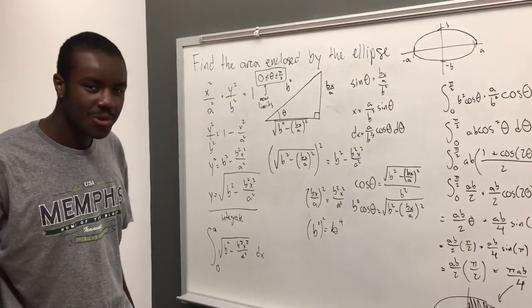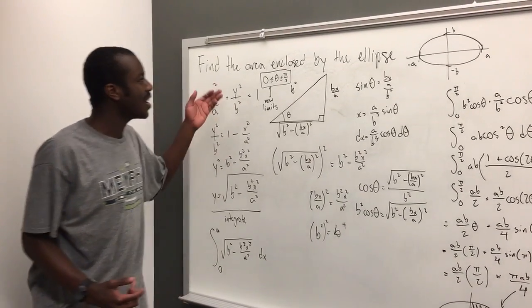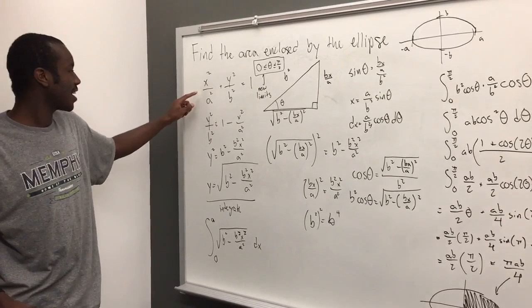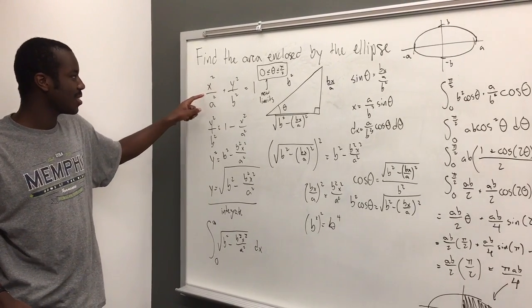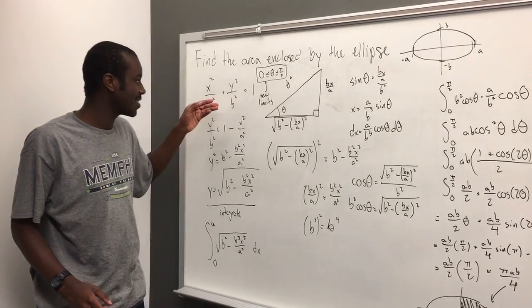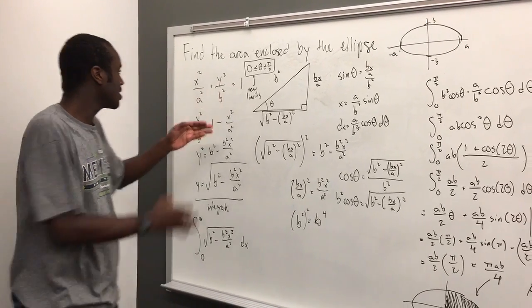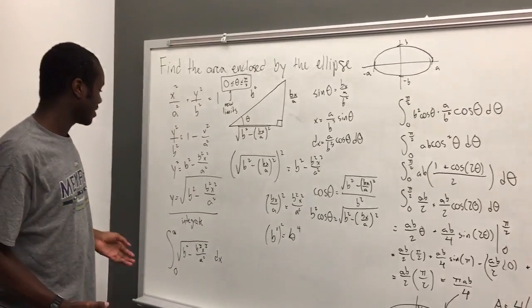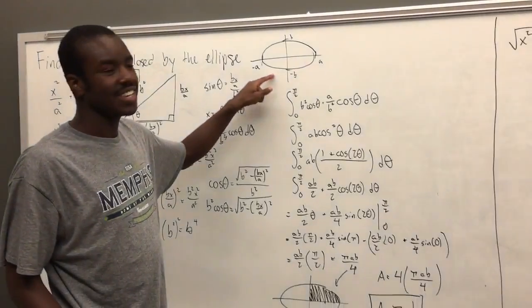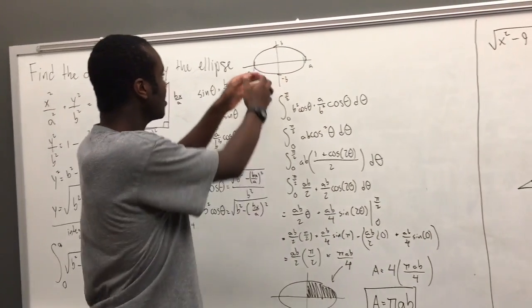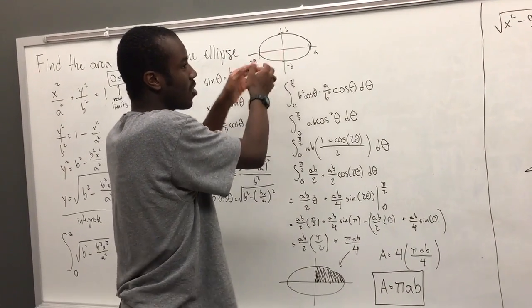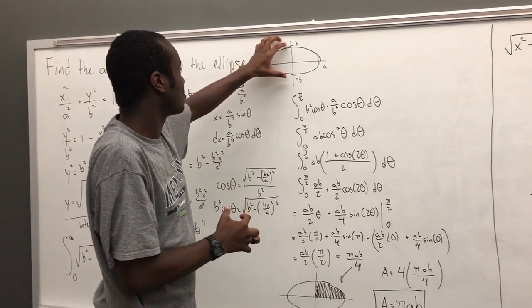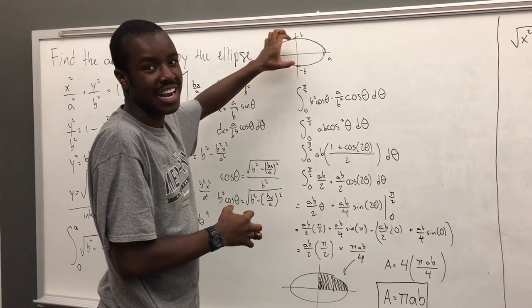Now, tonight, we're going to tell you how to find the area enclosed by the ellipse x squared over a squared plus y squared over b squared equal to 1. So this is the standard equation for every ellipse. Right over here, you can see the bounds of negative a to a are the major axis, and the bounds from b to negative b are the minor axis.